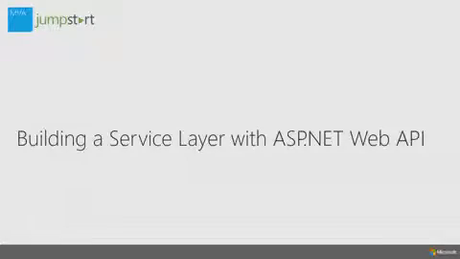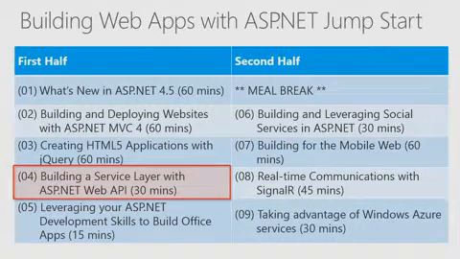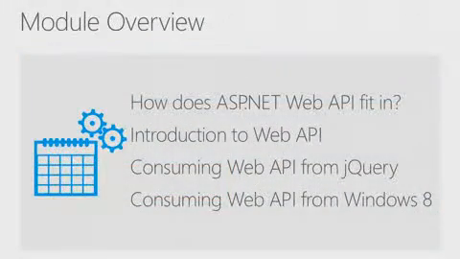Okay, so let's dig into building a service layer with ASP.NET Web API. We are on Module 4. Here's what we're going to be talking about: first of all, how ASP.NET Web API fits into the whole ASP.NET, web forms, and MVC picture. And then we're going to look at consuming a Web API, first using jQuery in a web application, and then using a Windows 8 client.